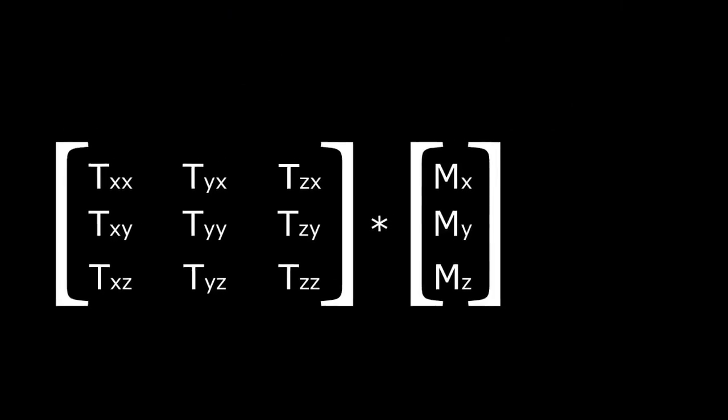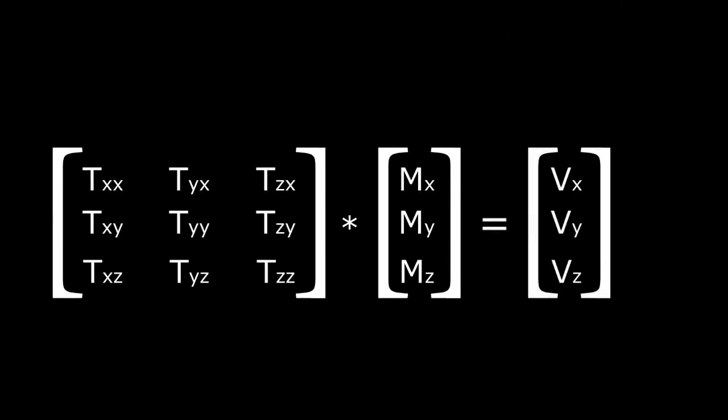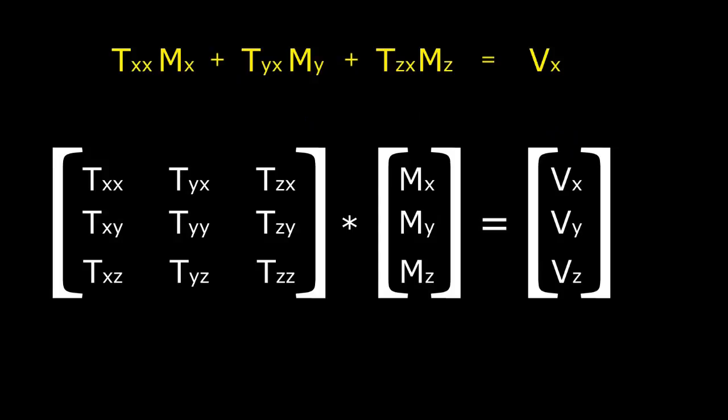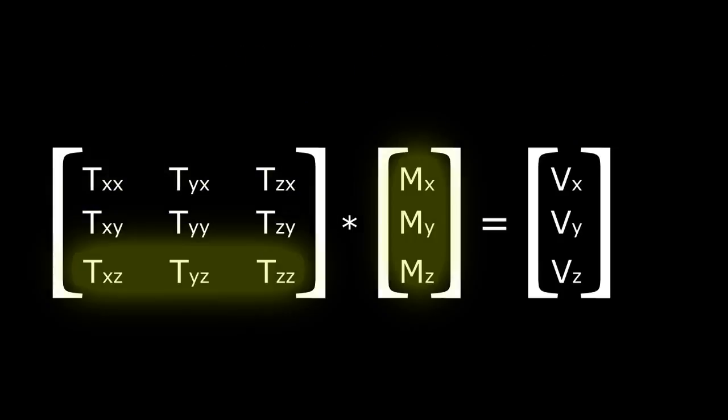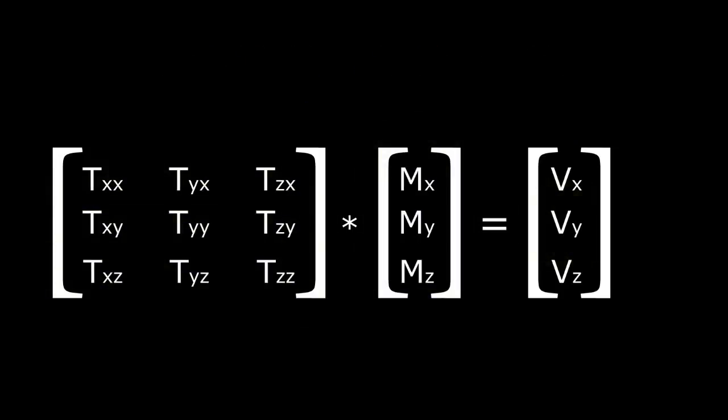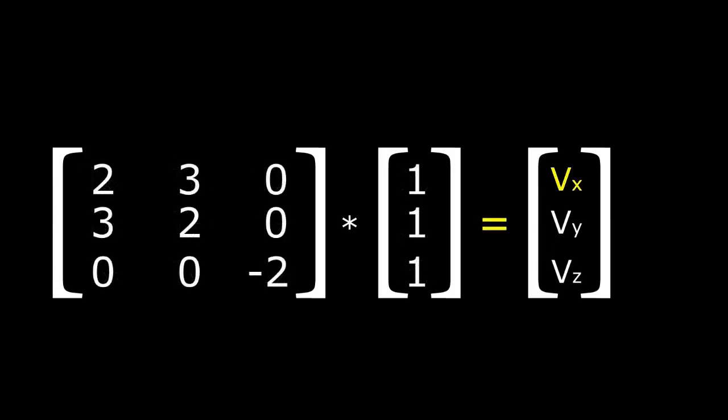To multiply this tensor with the vector, we multiply each component of the first row of the tensor with each corresponding component of the vector column and add all these values up to give us the first component of the new matrix or vector. We do the same thing with the second and third rows of the tensor to give us the middle and bottom components of the new vector respectively. So let's put some actual numbers in our matrices to see how this works.